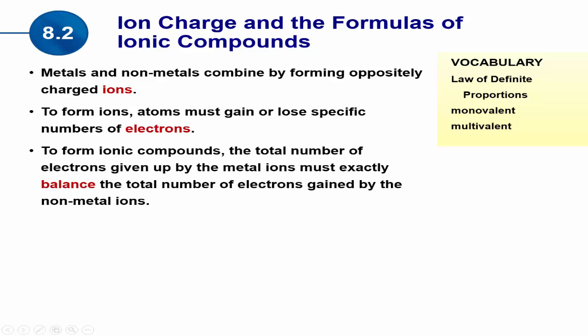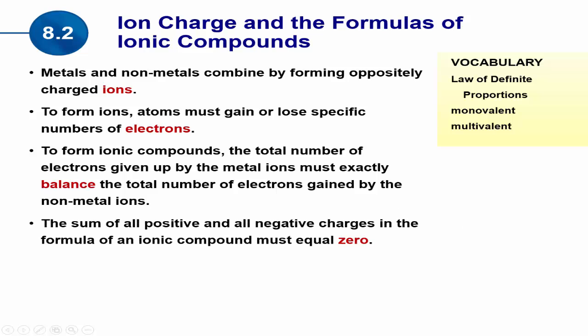To form ions, atoms must gain or lose specific numbers of electrons. To form ionic compounds, the total number of electrons given up by the metal ions must exactly balance the total number of electrons gained by the non-metal ions. So you may wonder why things like chlorine, a non-metal, is negative. It's because non-metal ions gain electrons to become negative, whereas metal ions tend to lose electrons to become positive ions.